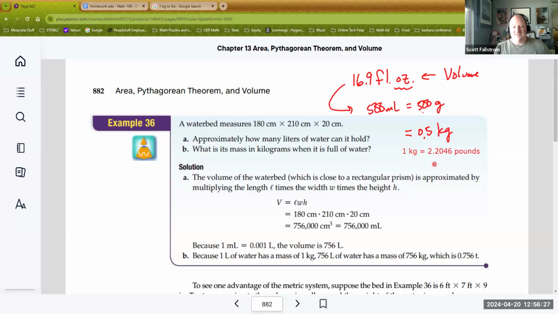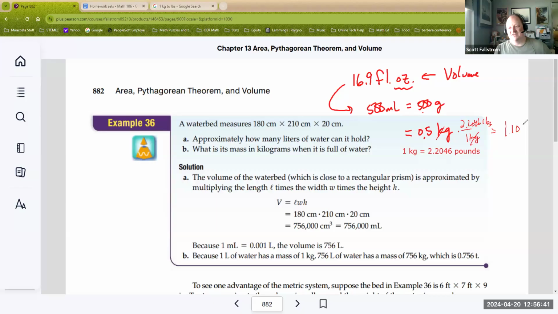So to finish this one off, I need to multiply this by 1 kilogram is 2.2046 pounds. Kilograms go away. I take half of this and I get 1.1023 pounds. So here's what's great. 16.9 fluid ounces of water weighs about 1.1 pounds of water.